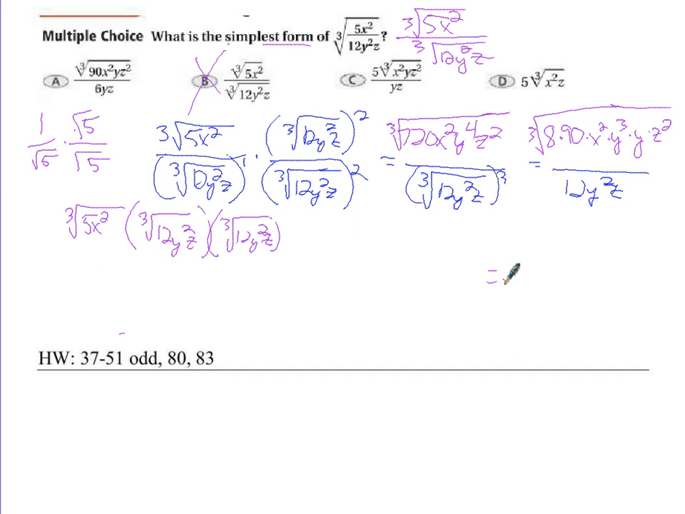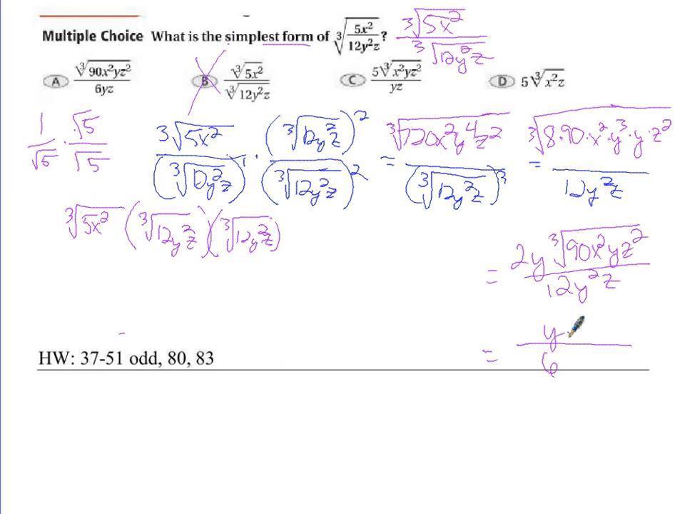Okay, so continue. Take the cube root of the things you can take the cube root of. We can take the cube root of 8, we get 2. The cube root of y to the 3rd is y. Can't take the cube root of anything else, so I have the cube root of 90 x squared y z squared divided by 12 y squared z. Does that reduce? Yeah. So we get 2 divided by 12 is 1/6.